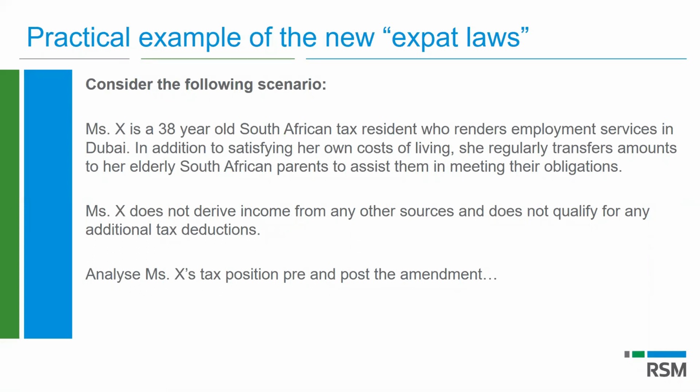Let's assume we have an individual, Miss X, who's a 38-year-old South African rendering employment services in Dubai. In addition to funding her own living costs, she sends funds home to her elderly parents in South Africa to meet their needs. Let's assume for the practical scenario that Miss X does not derive income from any other sources and does not qualify for any additional tax deductions. So based on those circumstances, let us analyze what Miss X's tax position would be both pre and post the amendment of these tax exemption laws.